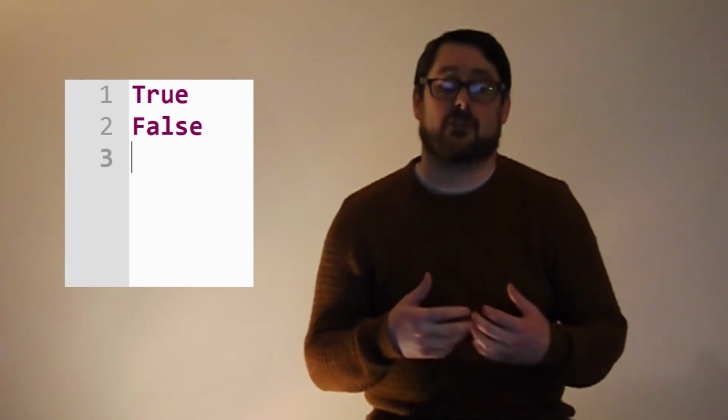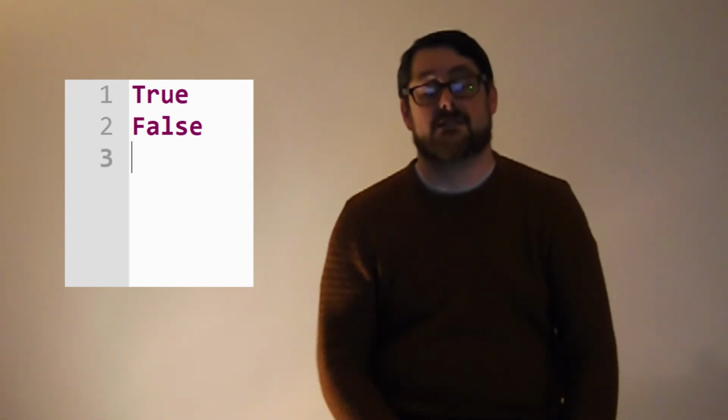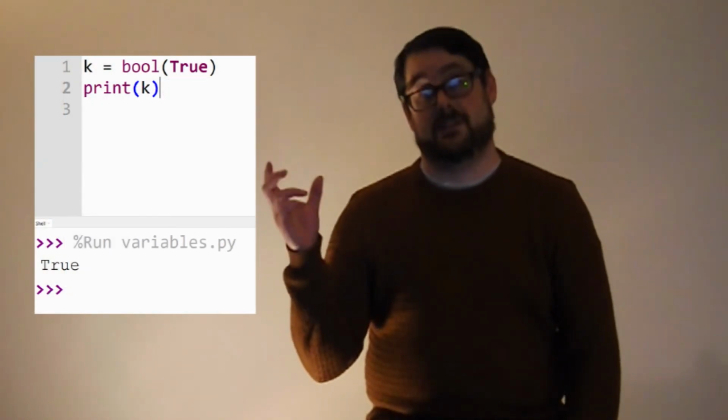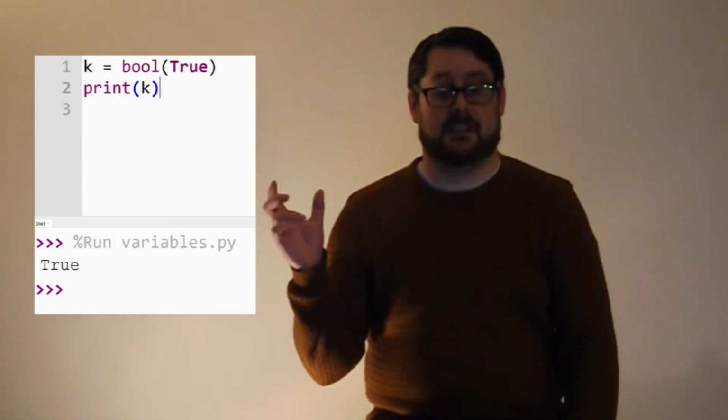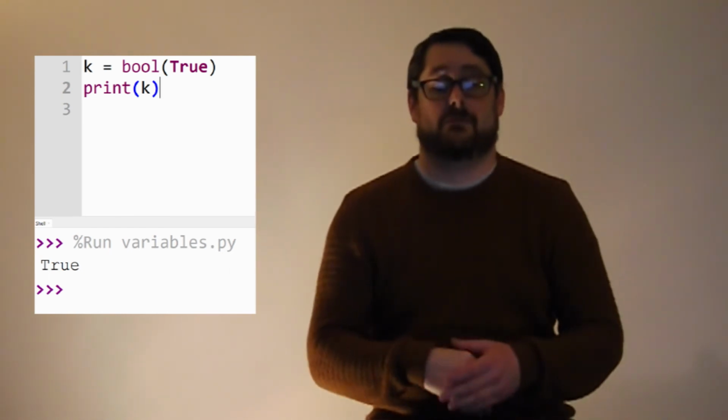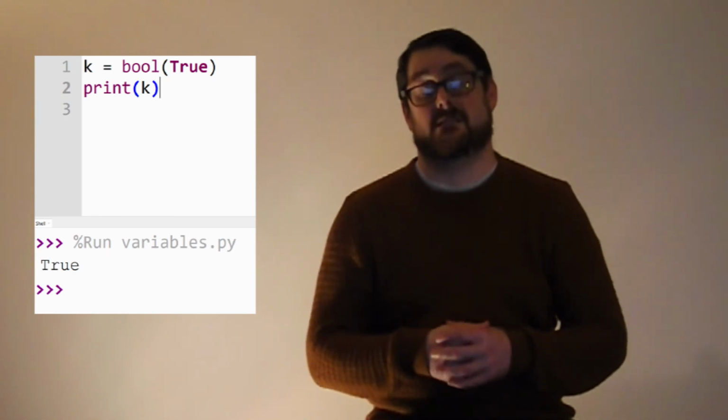Let's see the Python code to assign a Boolean value to the variable k. K equals bool, the data type, and we're setting that value to true. It could be false. And if we add the print function, we can see the value of k.